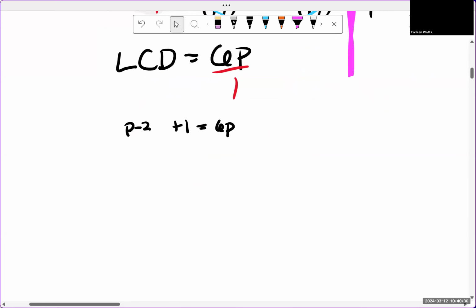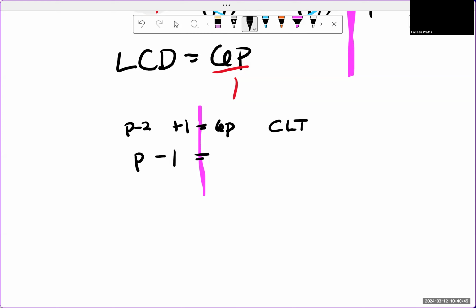Okay, so now notice we went from a complicated equation to an easy equation. So now we are just going to solve. Let's combine like terms. P minus 1 is equal to 6p. Yeah, because I had the -2 plus 1 is a -1.